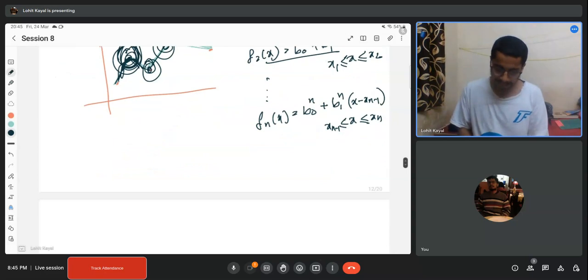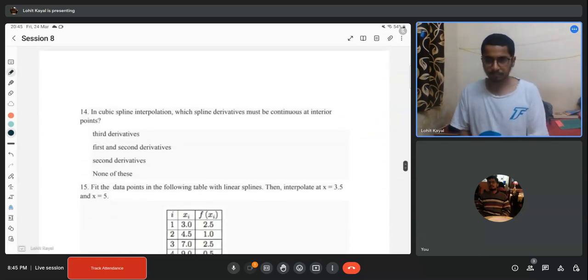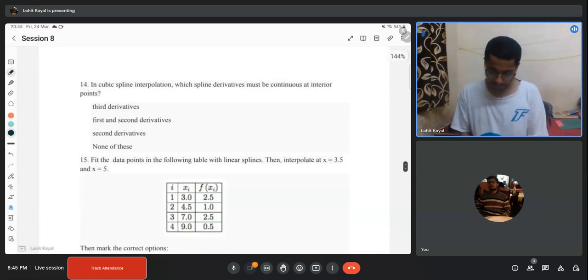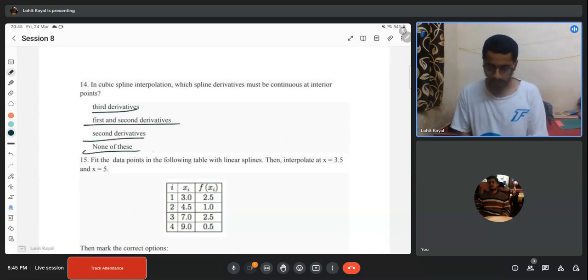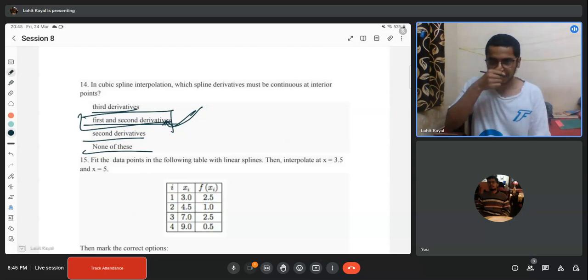Now in this slide, let's solve this problem. In cubic spline interpolation, which spline derivatives must be continuous at the interior points? Third derivatives, first and second derivatives, or none of these? Obviously this will be the choice, so this should be your answer. The first and the second derivative should be equal, continuous at these interior points.